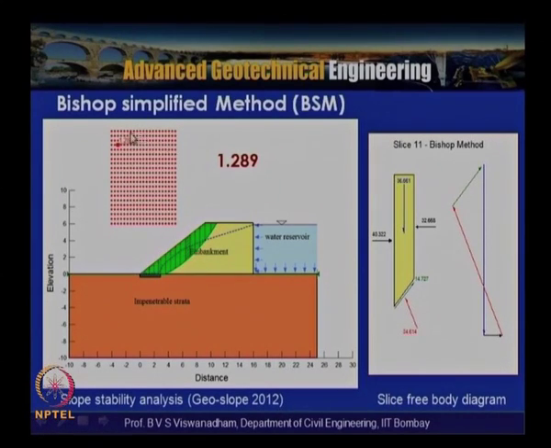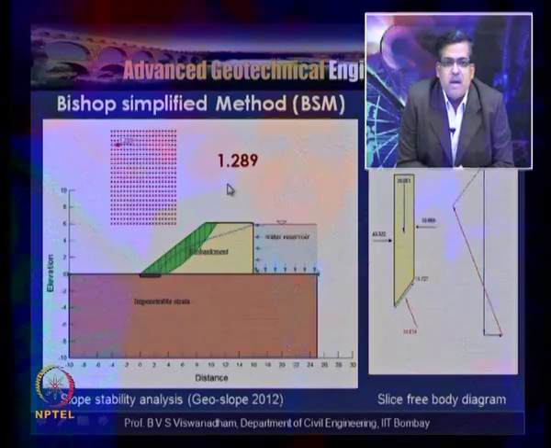Afterwards, the grid of centers is selected as we discussed in the previous slides, and from each center a number of circles have been tried. The one which gives the least factor of safety is reported here, which has a factor of safety of 1.289. This analysis is done by Bishop's simplified method, where the tangential forces along the slices are assumed to be 0, and the forces normal to the vertical slice surface are considered.